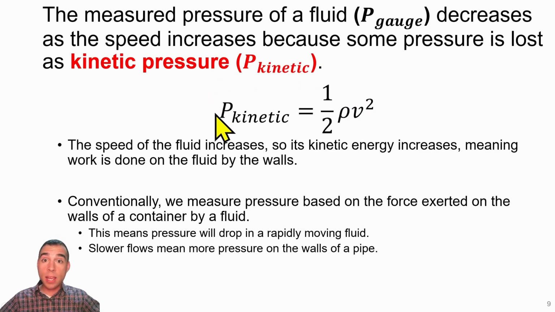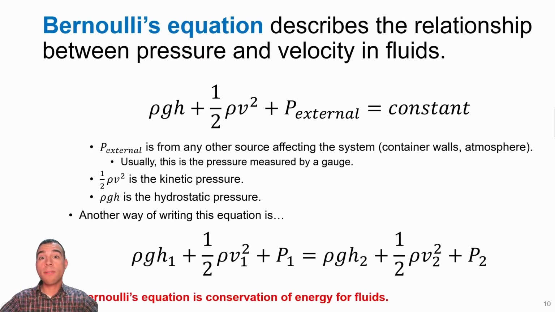And so the kinetic pressure is 1/2 the density of the fluid times the speed at which it's flowing. And this kinetic pressure does not contribute to the overall pressure that you would measure with a gauge or something like that. The faster that a fluid flows, the lower the pressure will become in that system. Now we arrive at Bernoulli's equation, which is essentially a way of calculating all of the different pressures that are acting on your system. It includes hydrostatic pressure, it includes the kinetic pressure term, and it also includes any external pressure that we might measure with a gauge or other device.